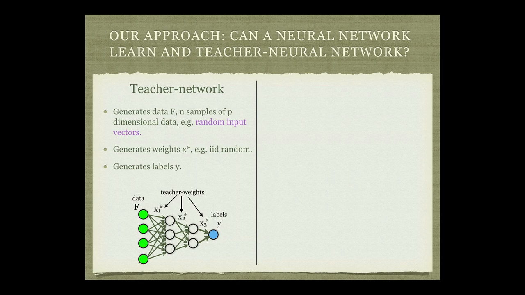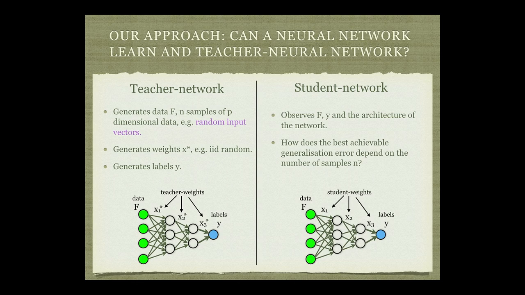Okay, so there's the teacher network. I know everything about it. I don't need to learn anything about it. But then the interesting part is the student network. For simplicity, the student network will know the architecture of the teacher network. It will know the nonlinearity. It will get the samples of the data, and it will get the labels the teacher network generated.